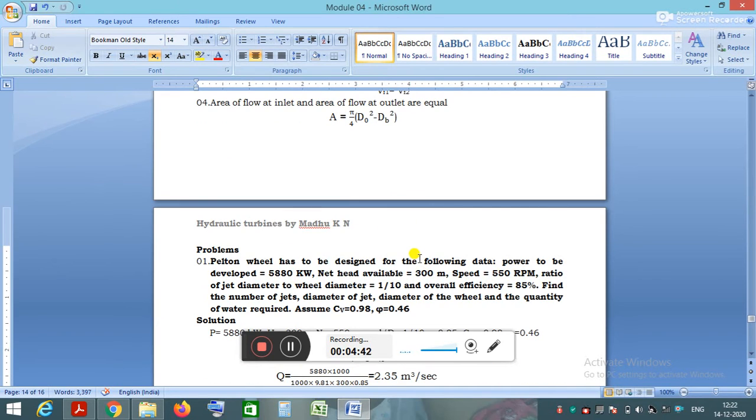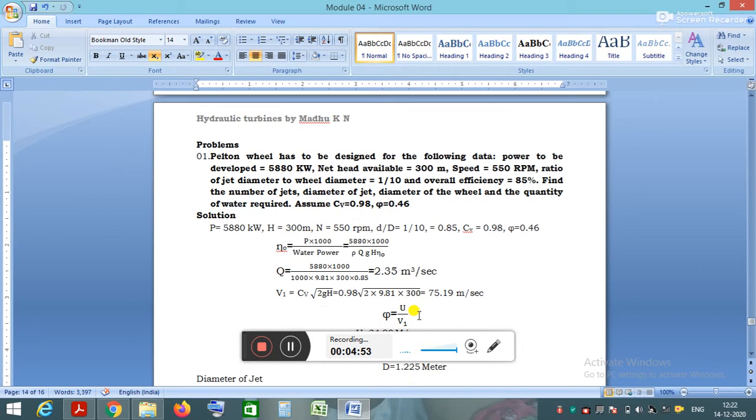That's all about the hydraulic turbines. This completes the discussion on hydraulic turbines. Next we will solve some problems on hydraulic turbines. Problem number 1 is on the Pelton wheel.